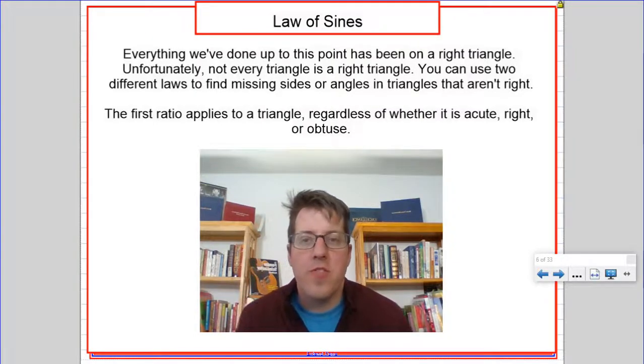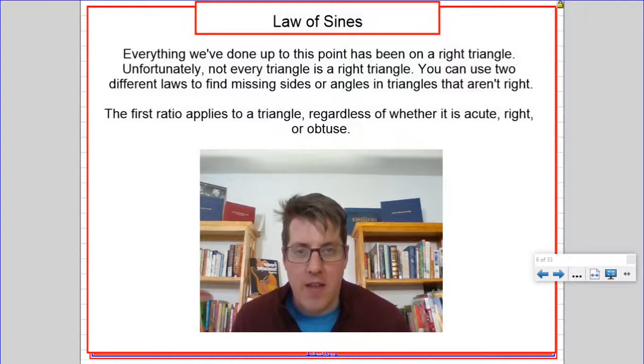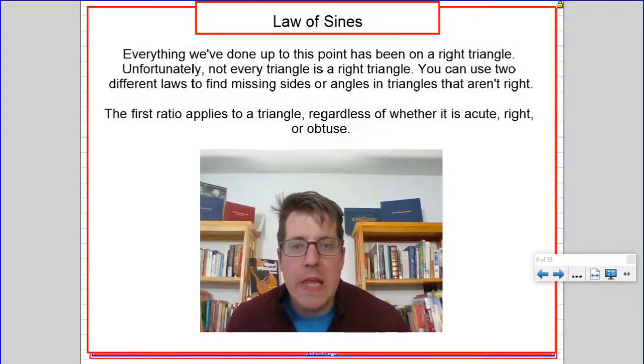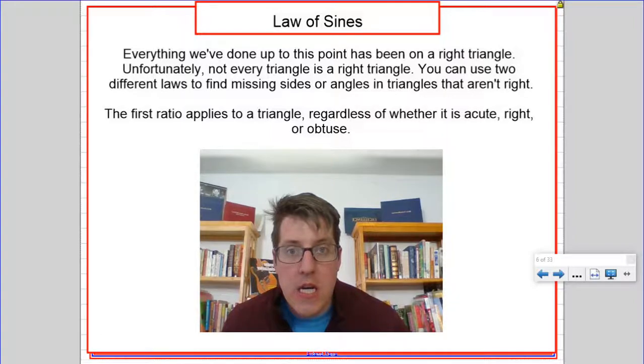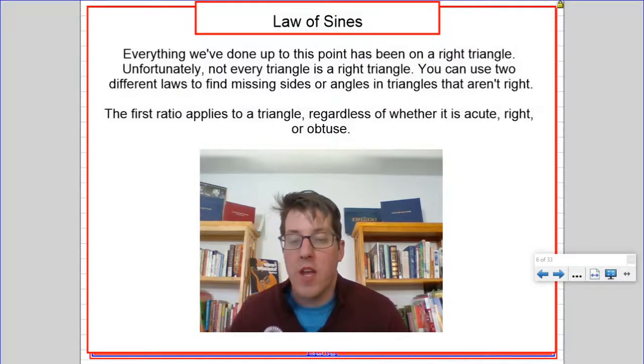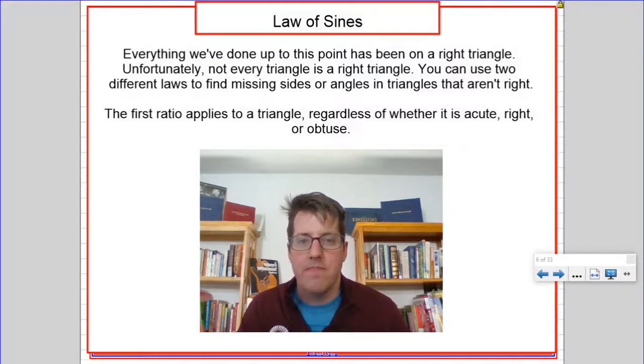Alright, first thing we're doing is the law of sines. Everything we've done so far has been assuming a right angle, all of your SOHCAHTOA. So in order to apply that to oblique triangles, we need to figure out a way to compare ratios. And our first way of doing that is using the law of sines.